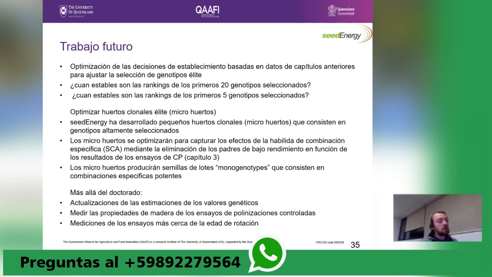Beyond my PhD, we will also assess wood properties in the controlled pollination trials to improve our understanding of their performance and genetic effects. And we aim to measure some of the trials again at a later age when they're closer to final rotation age.